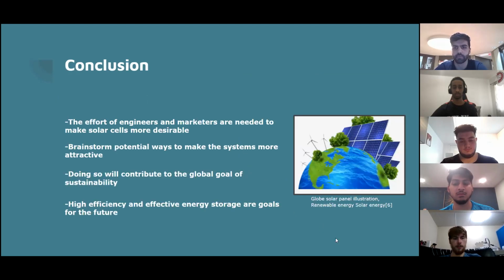So, in conclusion, to solve the energy crisis, the efforts of engineers and marketers are needed to make solar cells more desirable to consumers. We can brainstorm potential ways to make the systems more attractive to the general public, and in doing so, we will contribute to the global goal of sustainability. Also, high efficiency and effective energy storage are goals that we must aim for in order to reach sustainability.